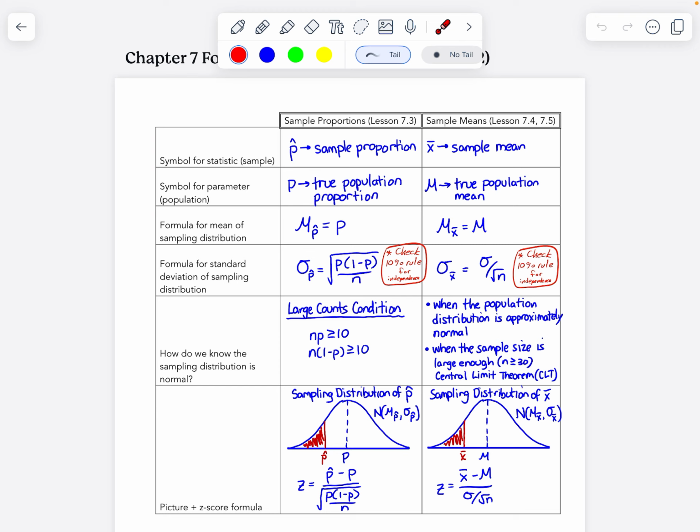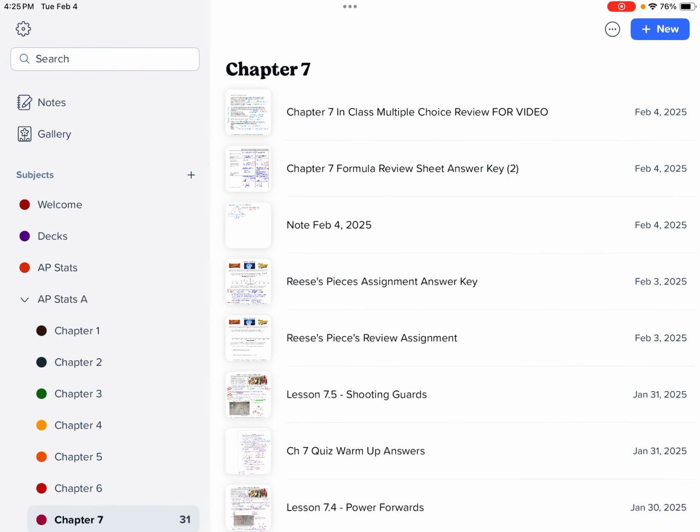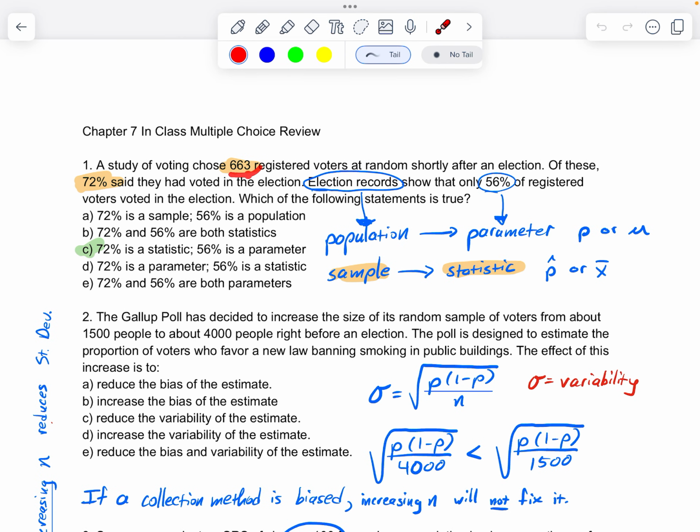Do you know that statistics come from samples and that parameters come from the population? So P's are parameters, P hats are statistics, okay? So back to the question. The orange number is the sample size from the study. So it created a 72% answer. So it is a statistic because it came from a sample. So that would be 72% is a statistic.